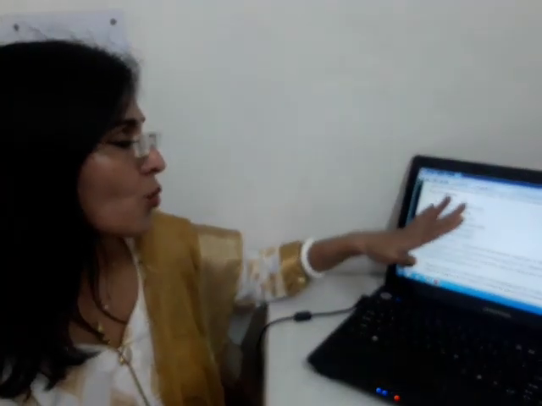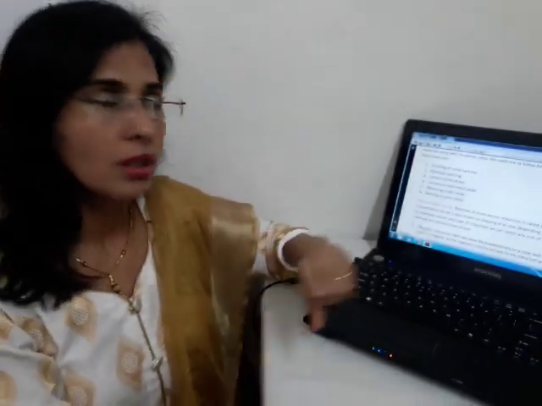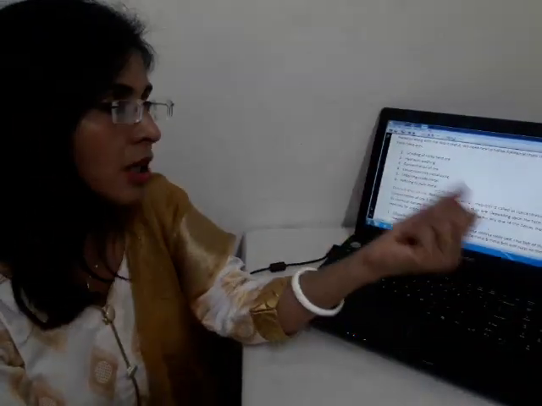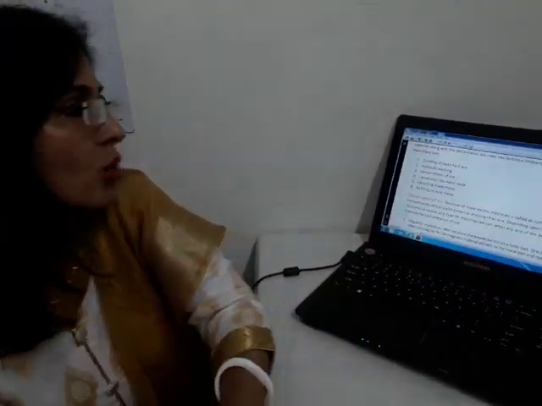Now children, once we get the ore, say for example I have some particular sample of soil and I know that it contains a large amount of metal in it. Now what steps do I need to follow to get the desired metal out of it?